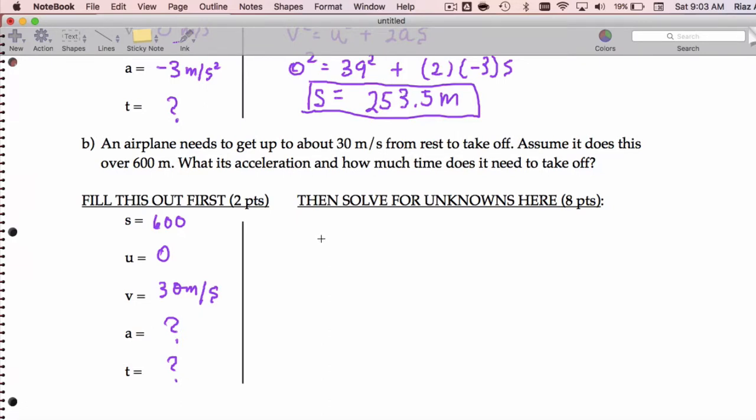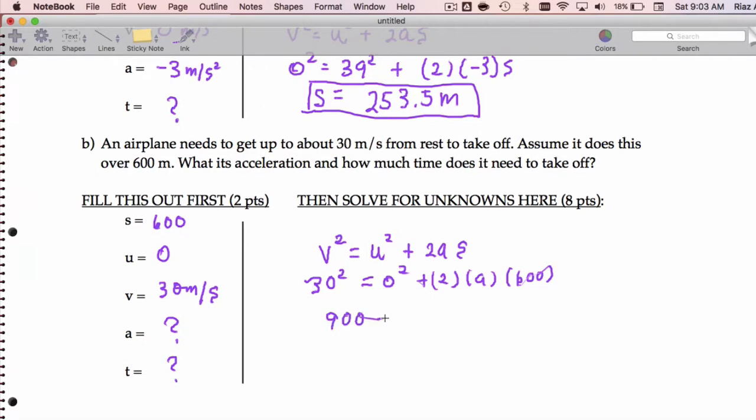So let's go ahead and get the acceleration. So V squared is U squared plus 2AS. So that's going to be 30 squared equals 0 squared plus 2 times A times 600. So I'm getting 900 equals 1200A. So A ends up being 0.75 meters per second squared, which is fine.